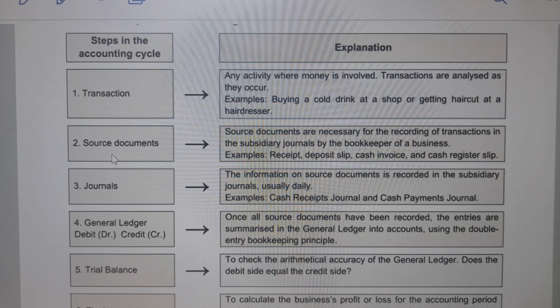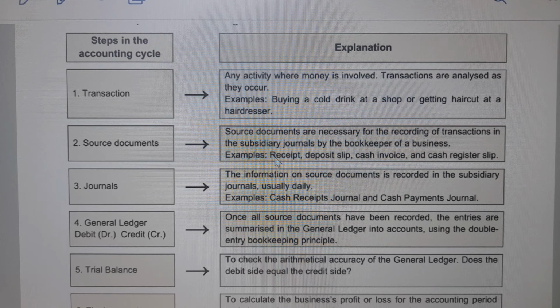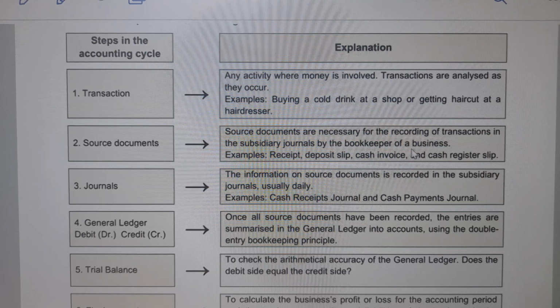Examples: buying a cold drink at the shop or getting a haircut at the hairdresser. The second step in the accounting cycle is the source document. The source documents are necessary for the recording of transactions in the subsidiary journals by the bookkeeper of a business. These are examples of source documents: receipt, deposit slip, cash invoice, cash register slip, bank statement, etc.